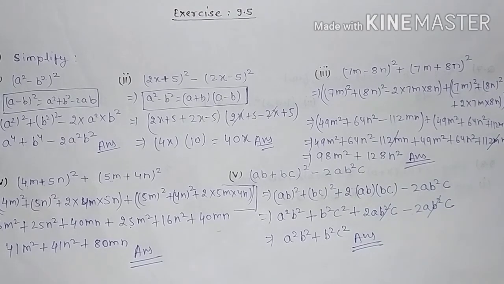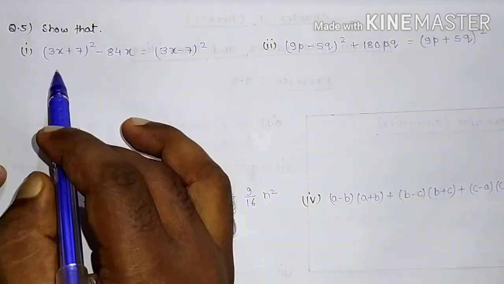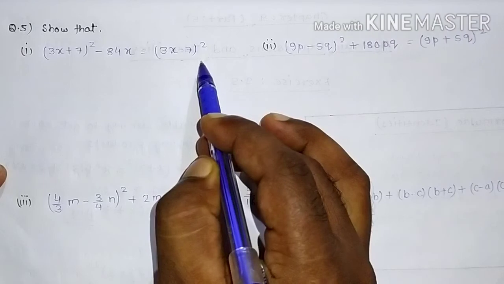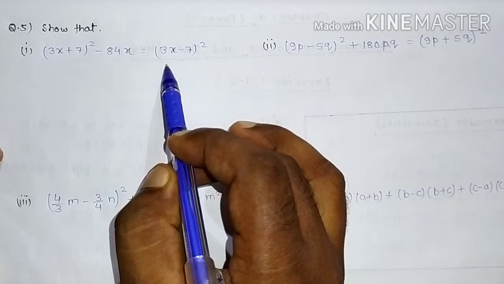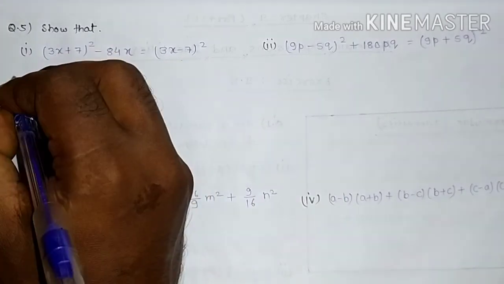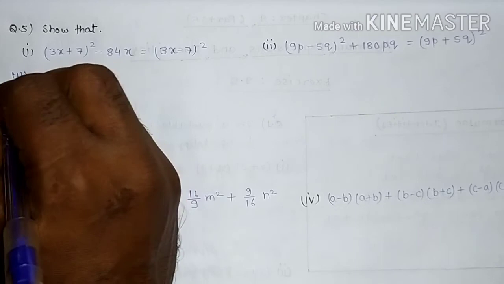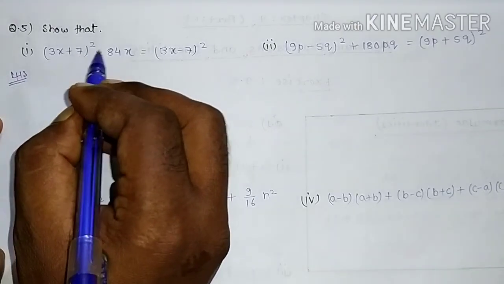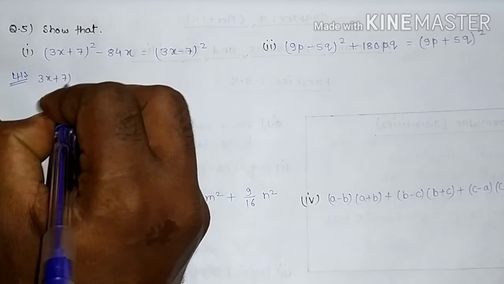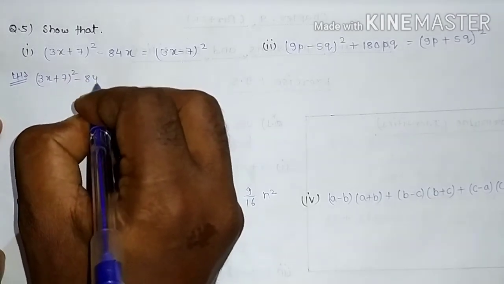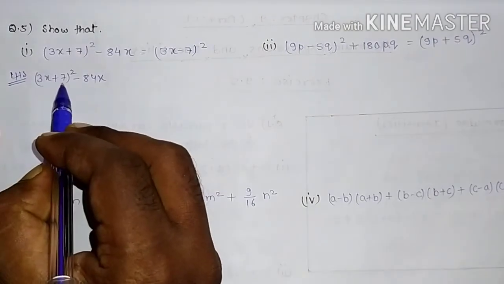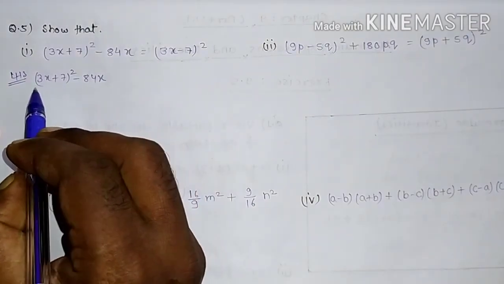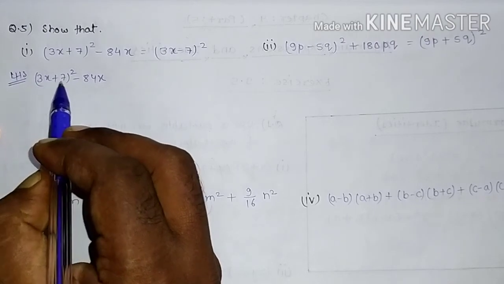Now the next question. Here the LHS term and RHS term are given, and we have to equate them. So first of all, take the LHS part, (3x plus 7) whole square minus 84x. Just simplify it. So this will be (A plus B) whole square. The formula will be applied, that is (A plus B) whole square.